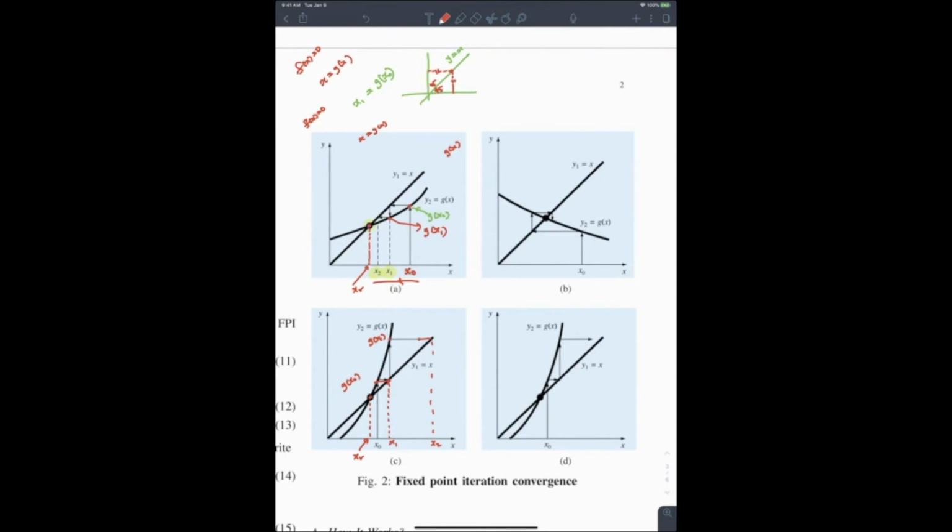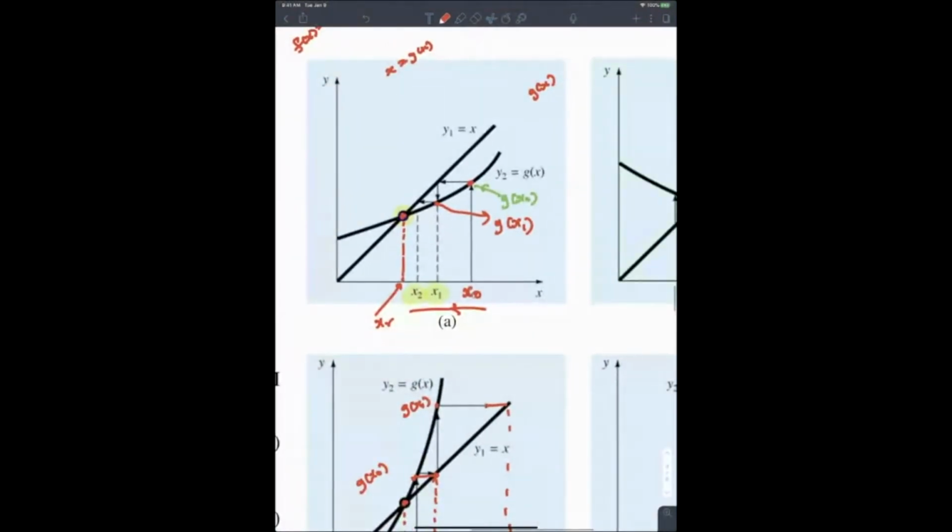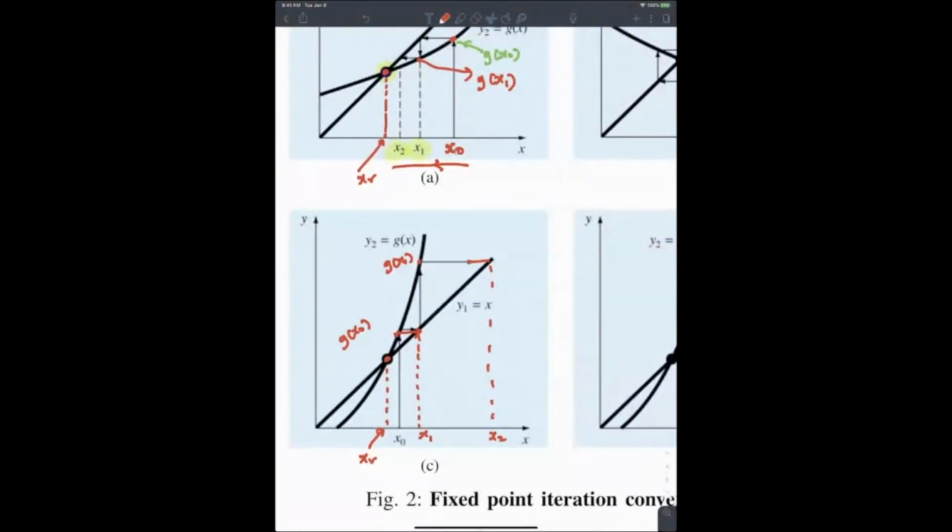Same here, but at least here, there is no such condition, but it should be close enough. Otherwise, you will see it will diverge. And then another condition for diverging is, in this picture, figure 2, A shows a scenario where it nicely converges towards a root, and C shows a scenario where it diverges.